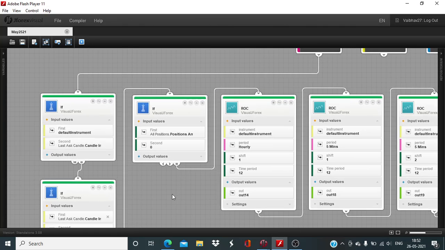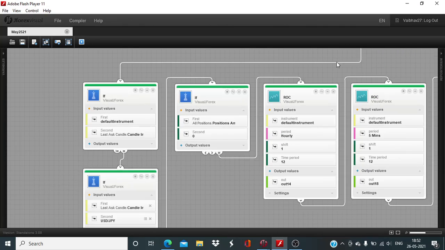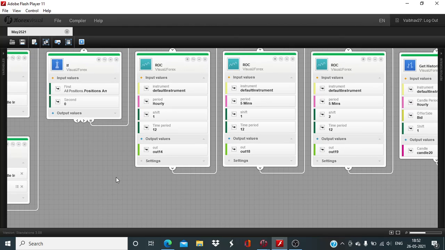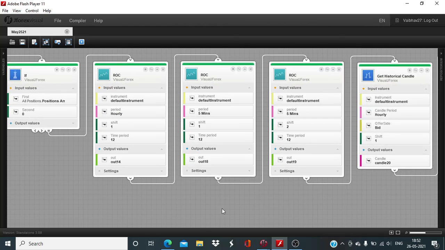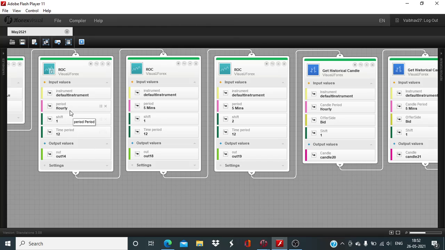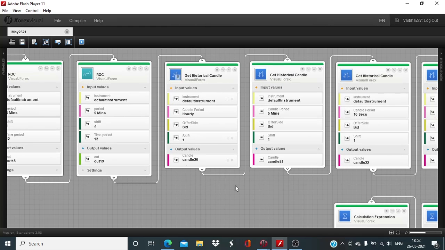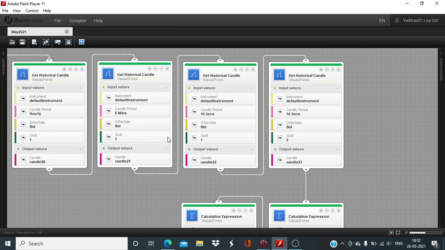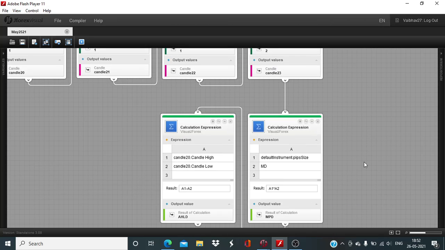In the prior session, I had carried out the instrument subscription. The position amount was defined at zero. Then I got these ROC blocks of hourly and 5 minutes time frame each. This is getting historical candle. First is hourly, second is 5 minute, and these two are of 10 seconds each.